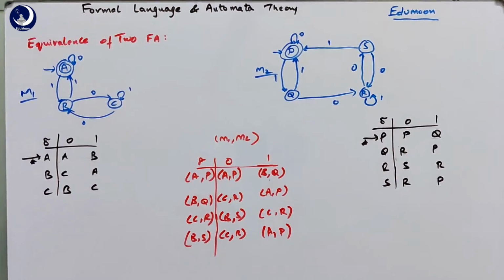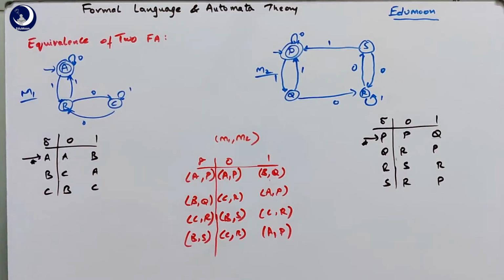From the table you can see that B and S on 0 and 1 generates a pair called C and R and A and P. So from the table you can conclude that there are no new pairs that are generated actually. We no need to compute the other remaining pairs that are not available from the table.